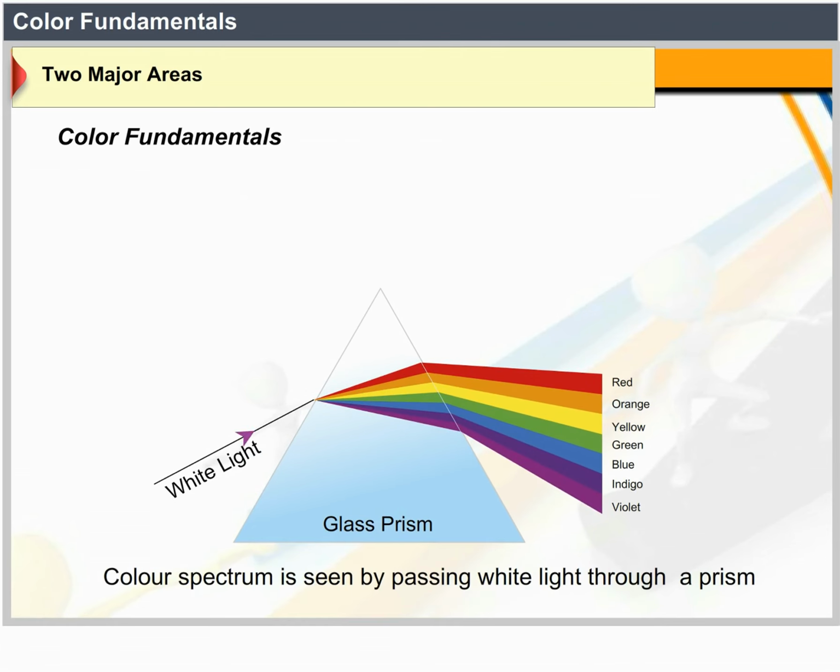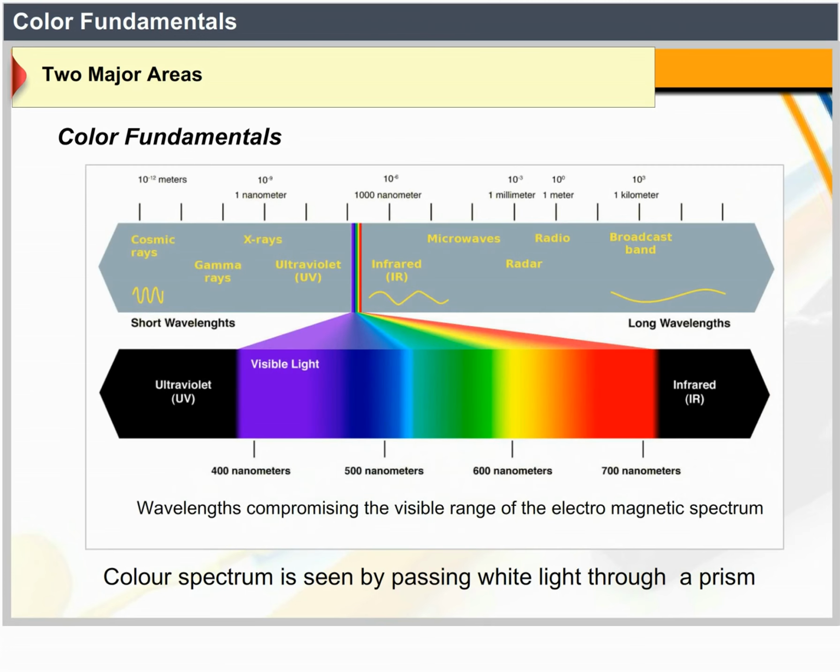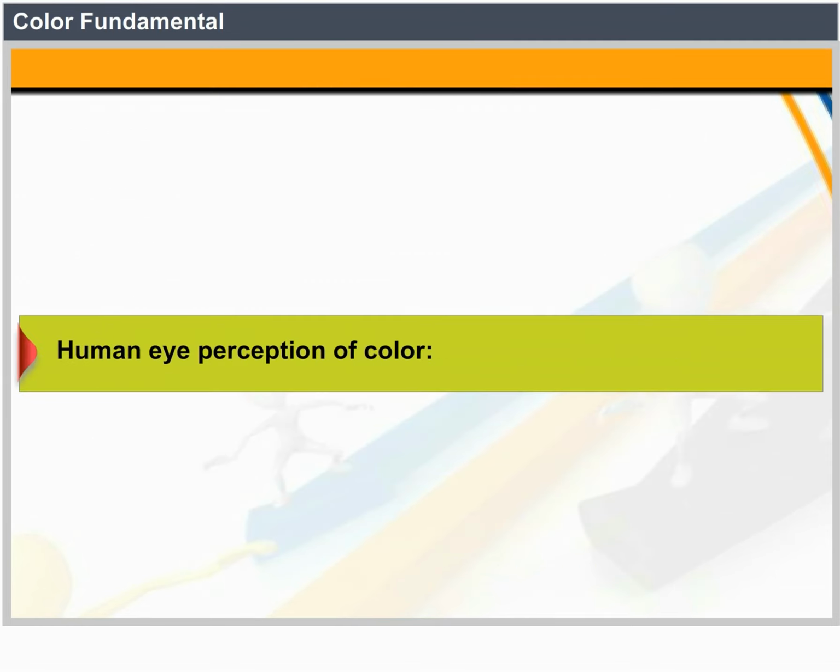Color fundamentals. The picture shows the color spectrum as seen by passing white light through a prism. The next figure shows the wavelengths comprising the visible range of the electromagnetic spectrum. Perception of colors by the human eye.